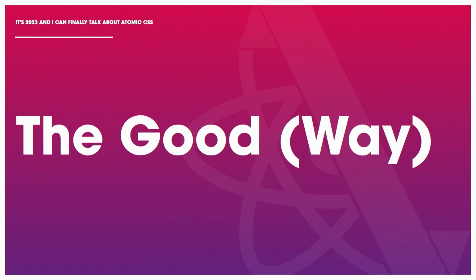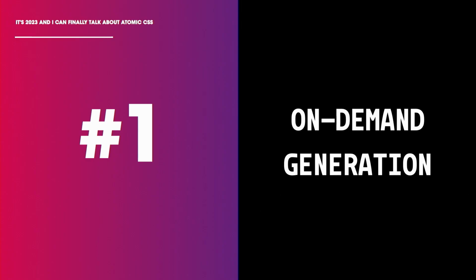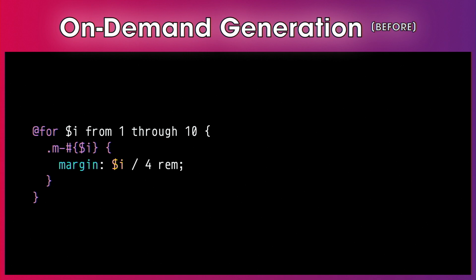So yeah. We talk a lot about the bad, the ugly, some wrong claims, and so on. I also wanted to discuss the good way of doing some things. The first one is on-demand generation. So you're probably familiar with that, but if you're not, let's start with an exercise. Let's say we want to build our utility classes.